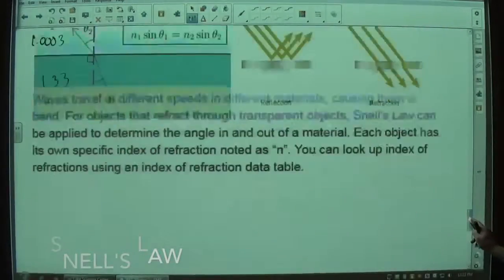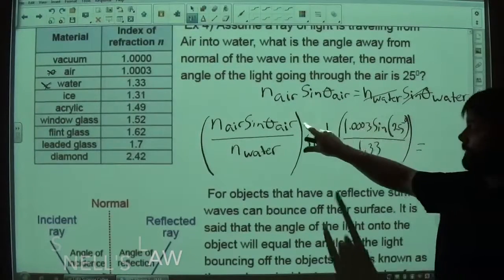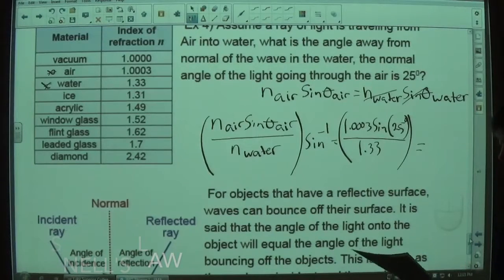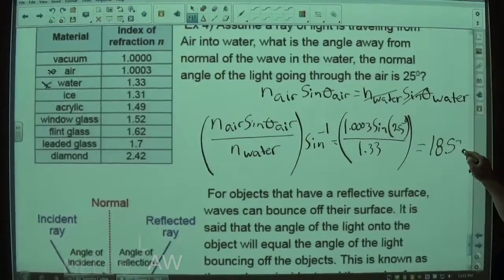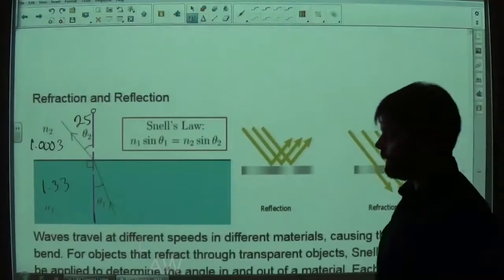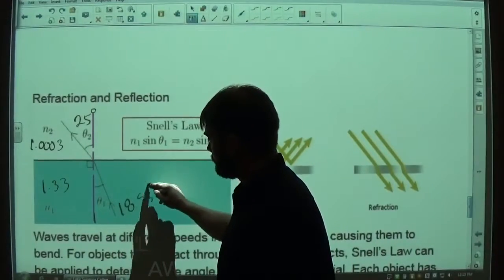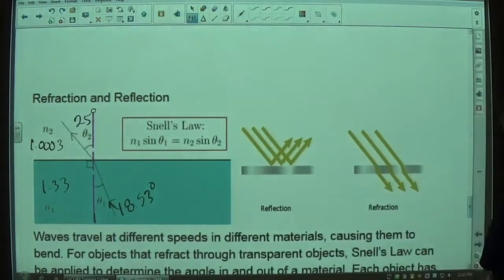So plug in the numbers and let's see what we get. You have to get the sum of everything inside of this first, and then you have to take the inverse sine of what's there, and when you're done you should get 18.53 degrees would be the angle away from normal. That would be the value down here, 18.53 degrees, which does kind of match our prediction of what we were looking at before.